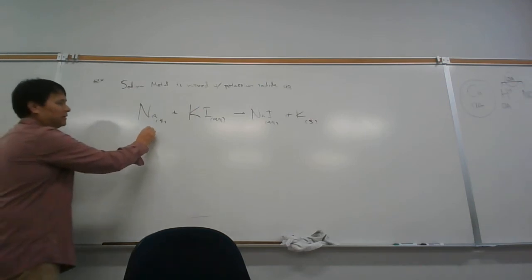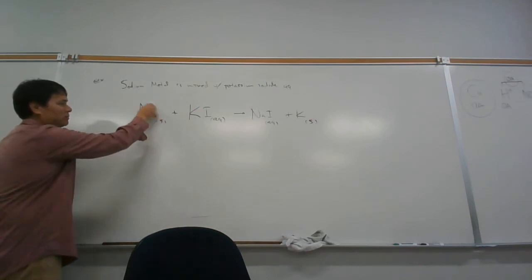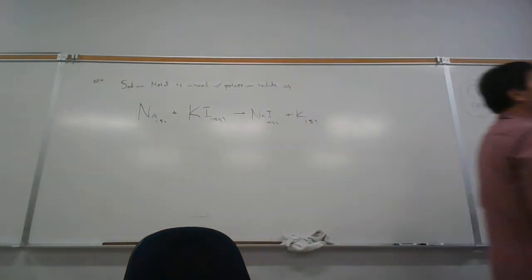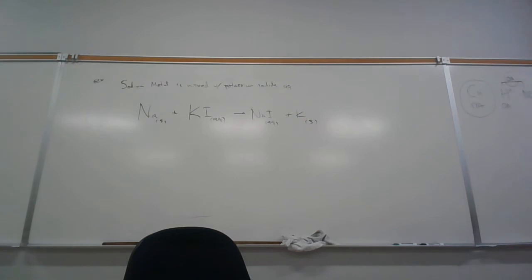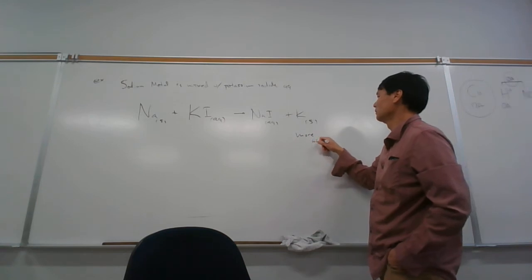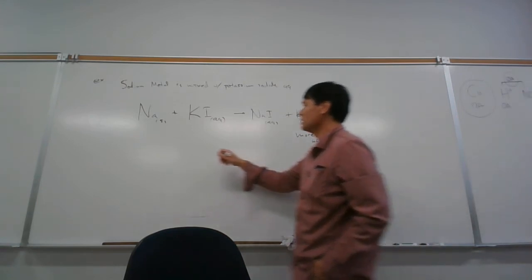Then we look at the activity series. We compare the two elements. Sodium is an element, potassium is an element, and which one's more active? So we go to the activity series and we take a look. It goes lithium, potassium. Potassium is more active than sodium. And so we say this is more active. This is less active.